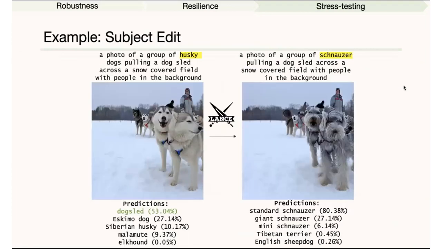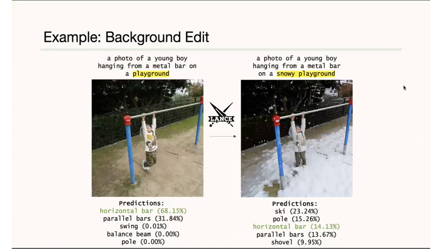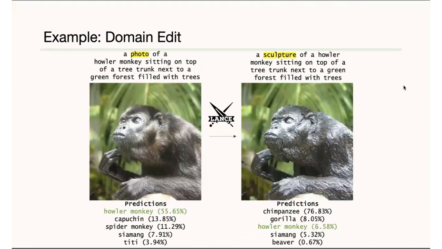And so here are just some examples. With this, we can do subject edits and change husky dogs to schnauzers. And we can make background edits by, say, adding snow to a photo of a young boy hanging from a metal bar on a playground, and we can make the playground snowy. And we can go from a photo of a howler monkey to, say, a sculpture of a howler monkey.